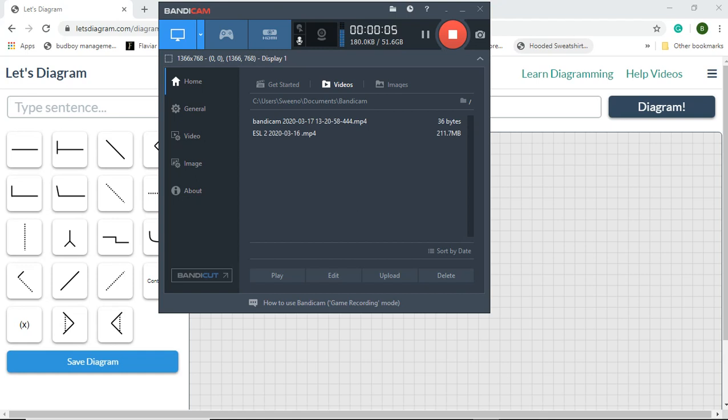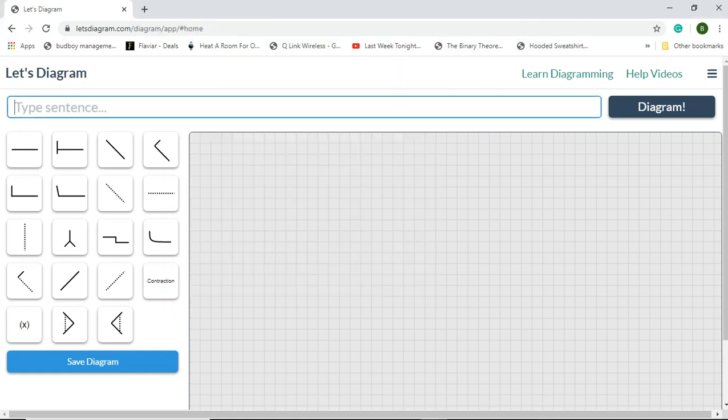Today we are going to diagram or correct our grammar for lesson 7. And lesson 7 is adverbs. So for adverbs, we need to remember the adverb questions are how, when, where, to what extent, and why.